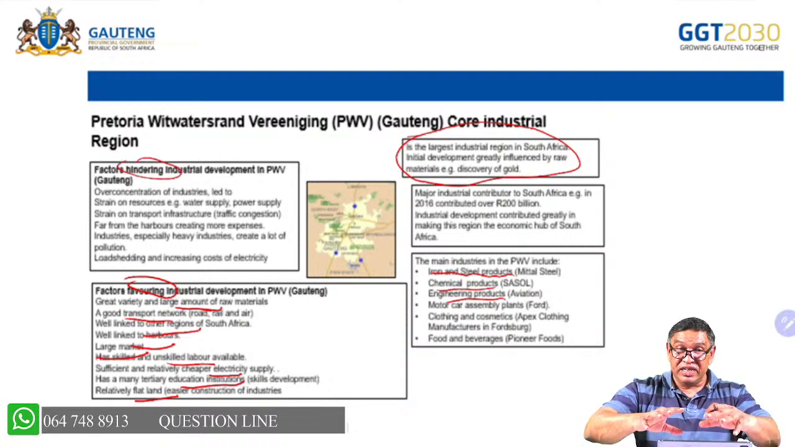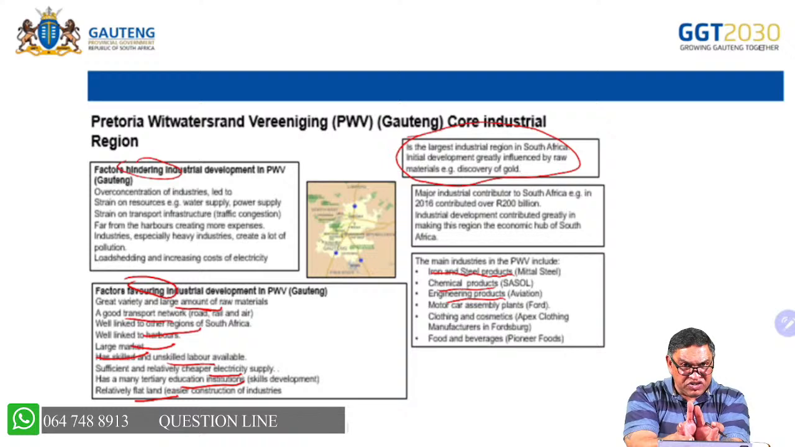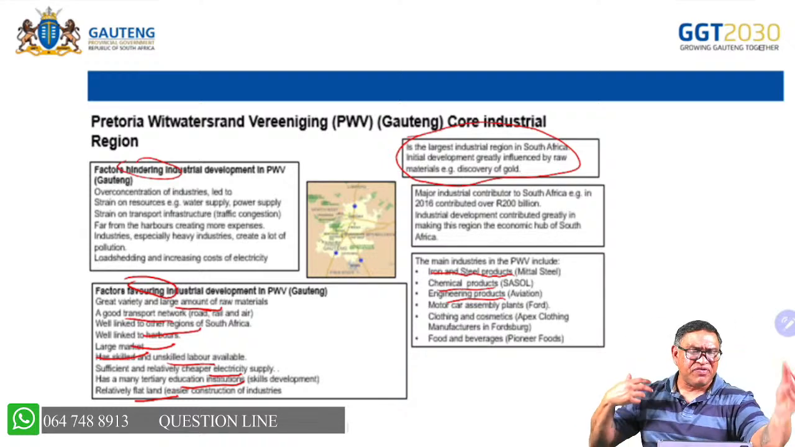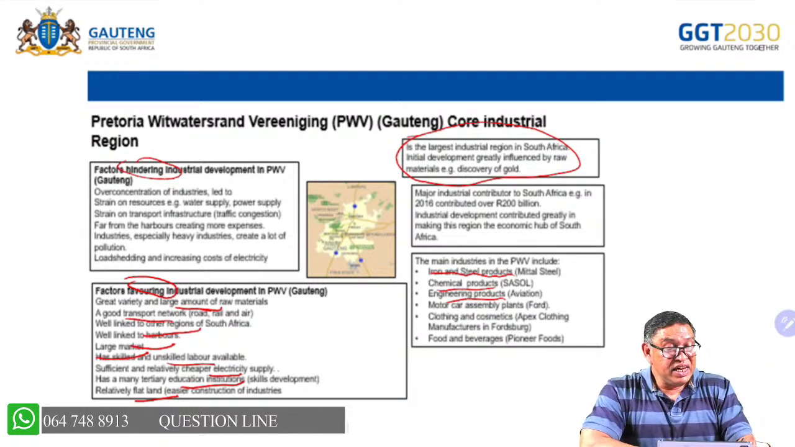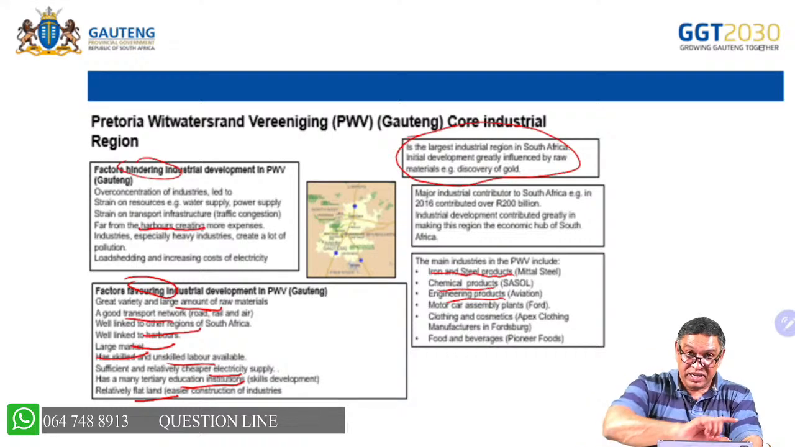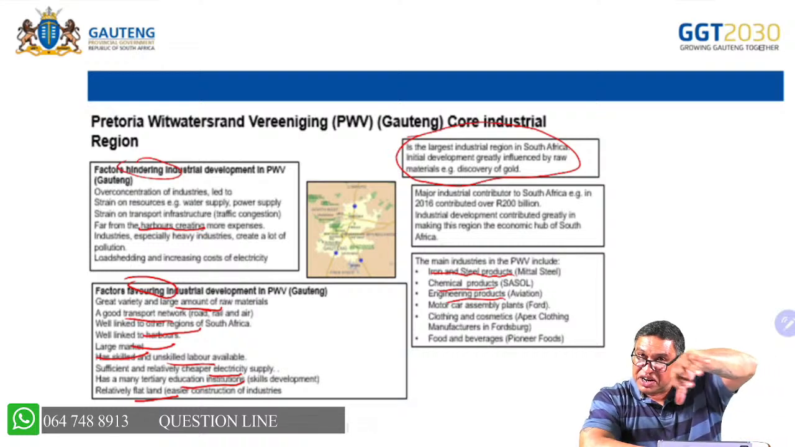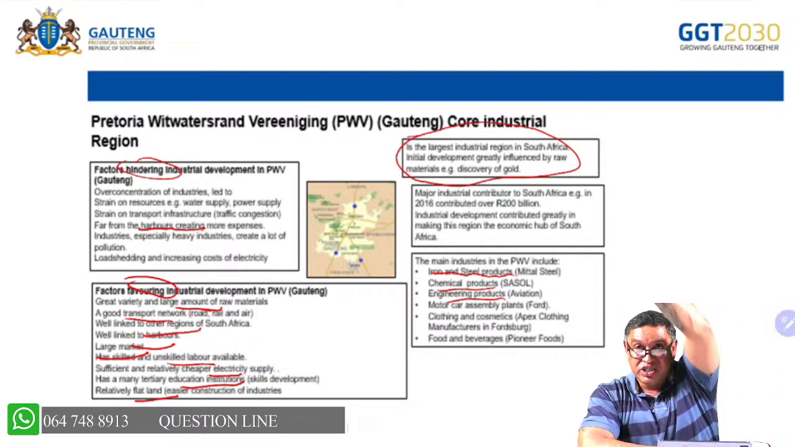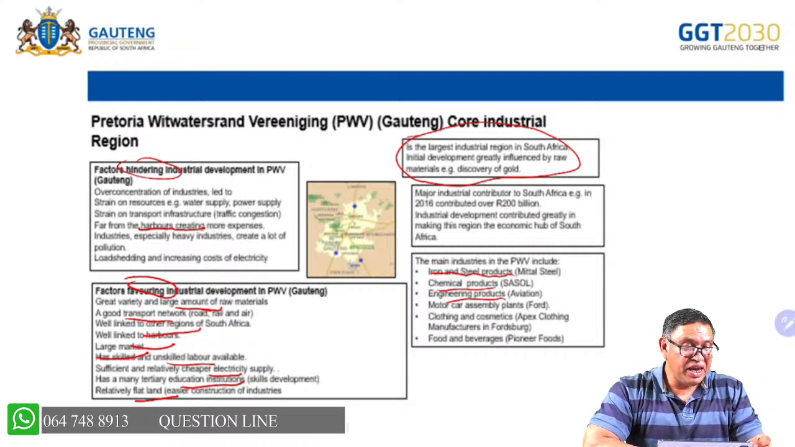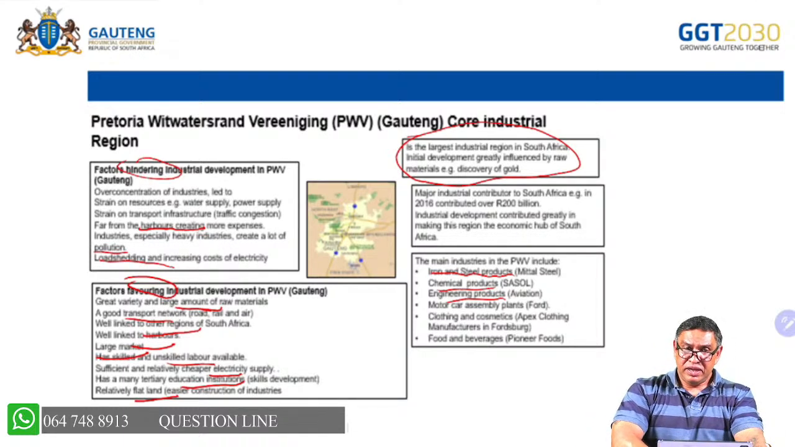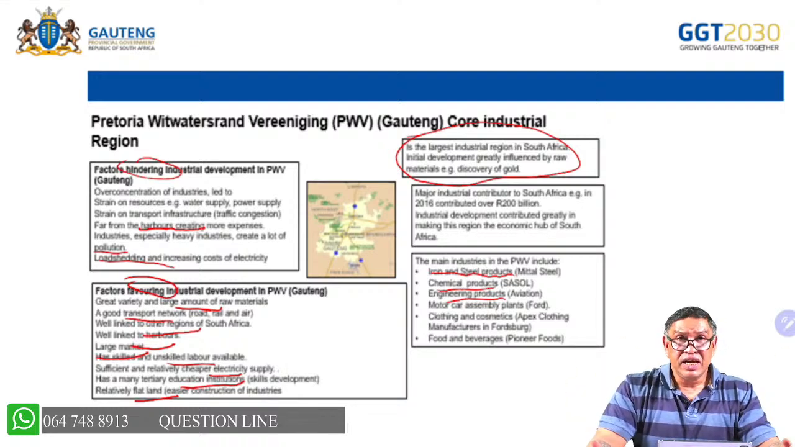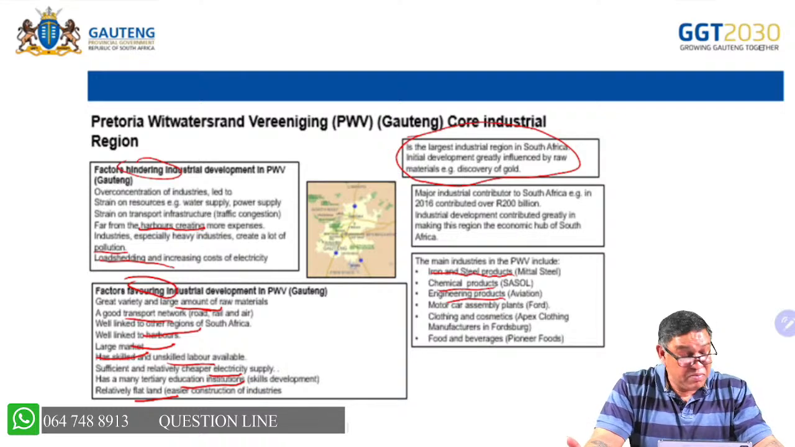Factors hindering: the overconcentration of industries, bringing strain on facilities, traffic congestion, etc. It is far from the harbors, about 600 kilometers from Durban, so you have to travel great distances to take these heavy goods and put them onto the ships. They create a lot of pollution, and load shedding with the increased cost of electricity is a challenge. When the lights go off, millions are lost each day.